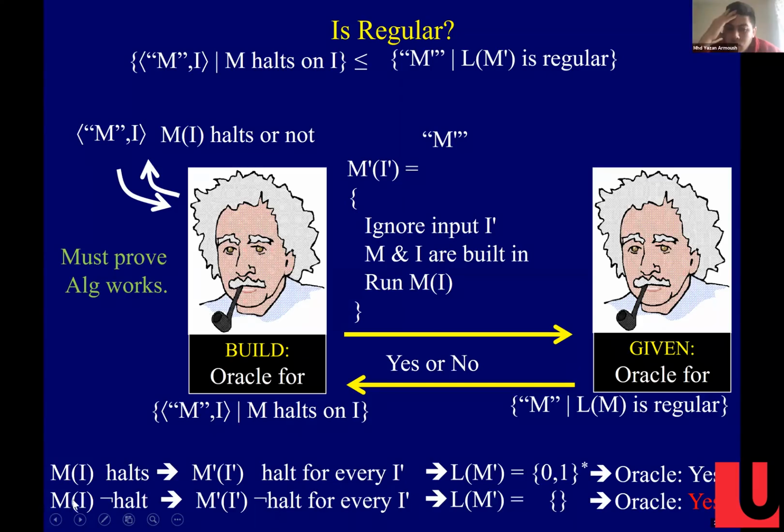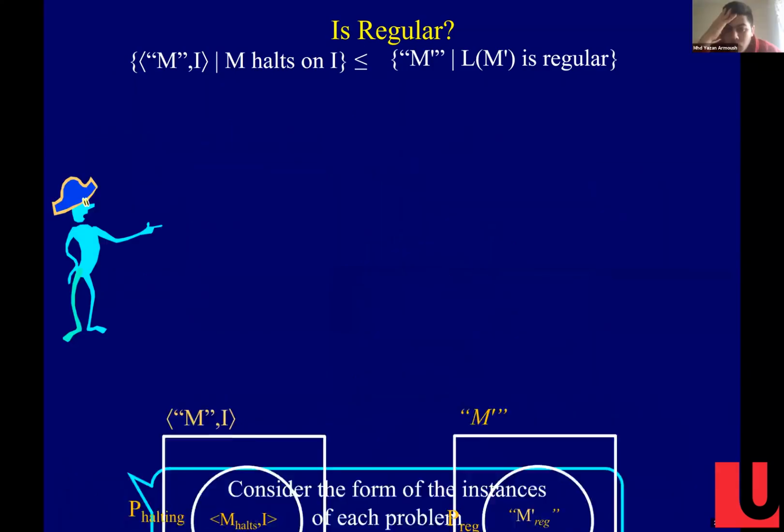On the other hand, if M on I doesn't halt, then M prime doesn't halt on every input. It doesn't matter if it halts or not. What's the language of M prime? It accepts nothing. So it's the empty language. That's also regular, so the oracle also says yes. People get that? All right, so that doesn't work, and so we have to do something harder.